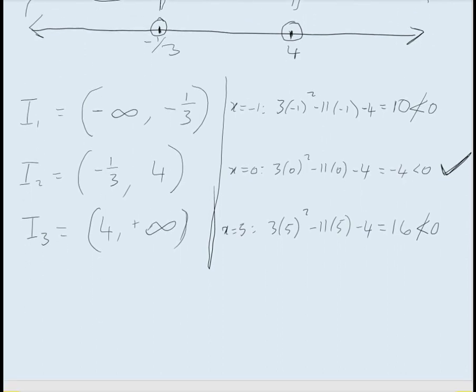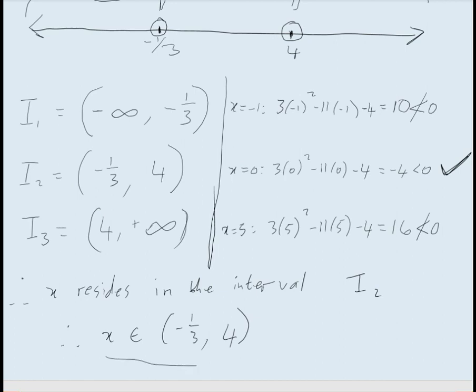So we can just say, therefore, x resides in the interval I2. So you can say, therefore, x is an element of negative a third to 4, and of course not including. That is why we use the round bracket, and this should be valid. This is indeed the correct answer.